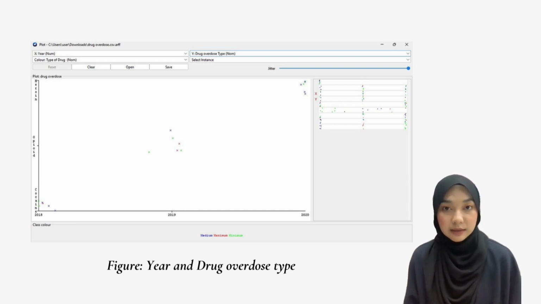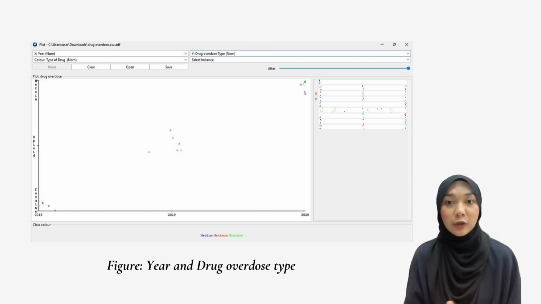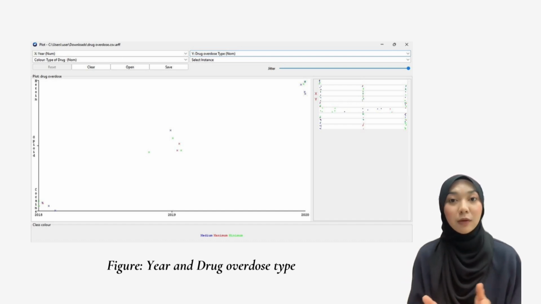It indicates that in 2018 and 2019, the death rate is the same. For the year 2020, it shows that the rate of death for heroin is medium and minimum only. So it can be concluded that the death rate is low in 2020 compared to 2018 and 2019.